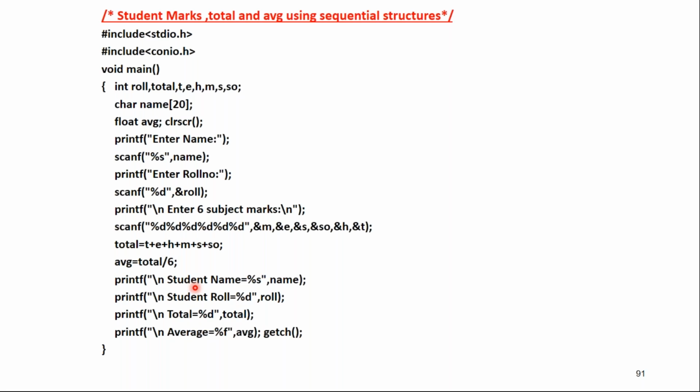Next is the student name. This will print the name of the student, and this will print the roll number, this will print the total of the student, and this will print the average of the student, how much he has scored. So this is the result.